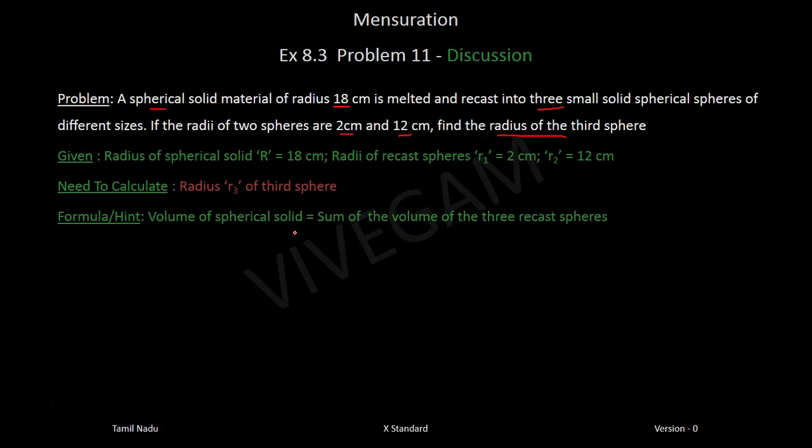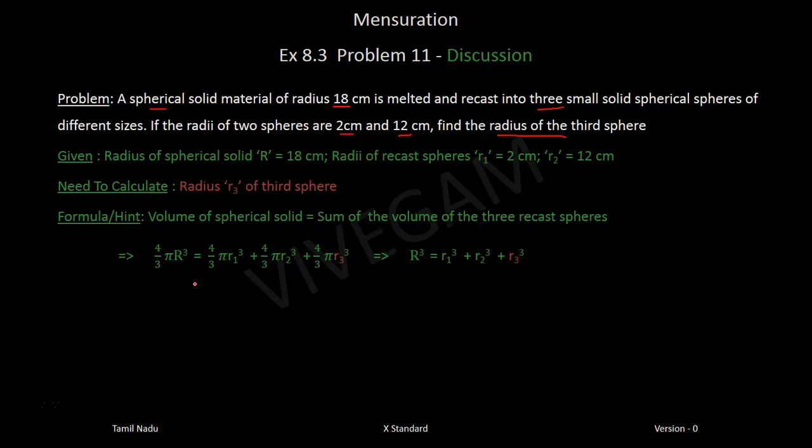So the volume of the spherical solid equals the sum of the volumes of the three recast spheres. Okay, so now let's develop it a little more. You know the volume of a sphere is 4 by 3 pi r cubed. Capital R is used for the bigger, original sphere, because it's big in size. So let R1, R2, R3 be the radii of the three spheres, and their volumes are 4 by 3 pi R1 cubed, 4 by 3 pi R2 cubed, 4 by 3 pi R3 cubed. The sum of the volumes of these three spheres will be equal to the original sphere's volume, right? So this is how it gets equated.